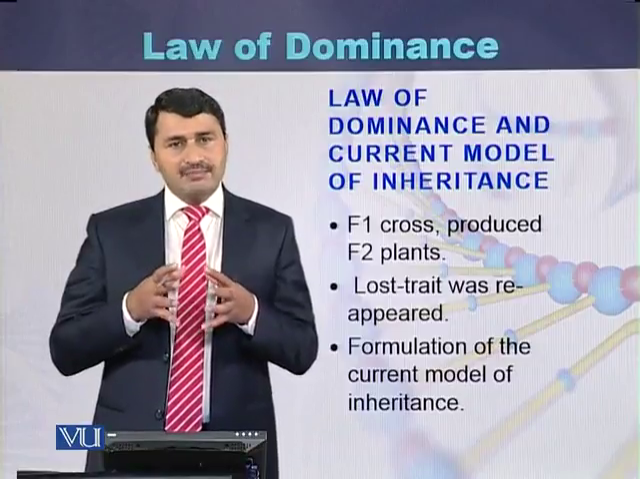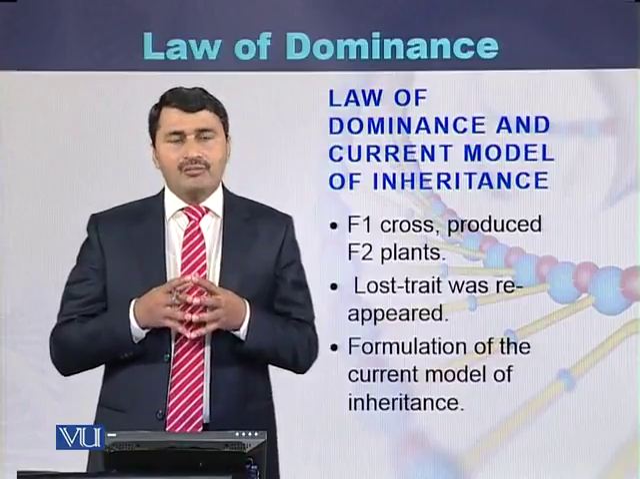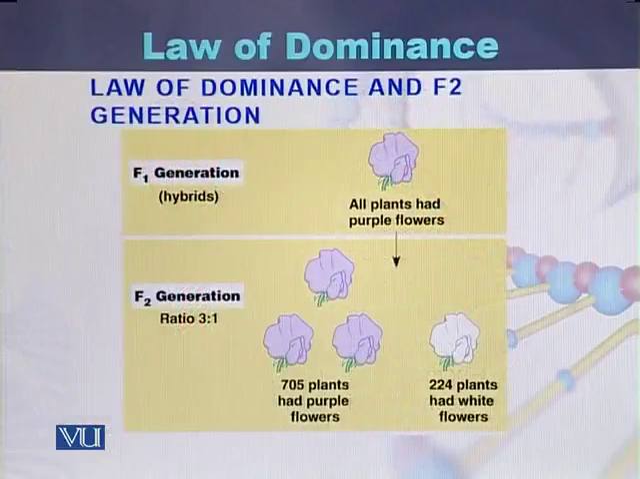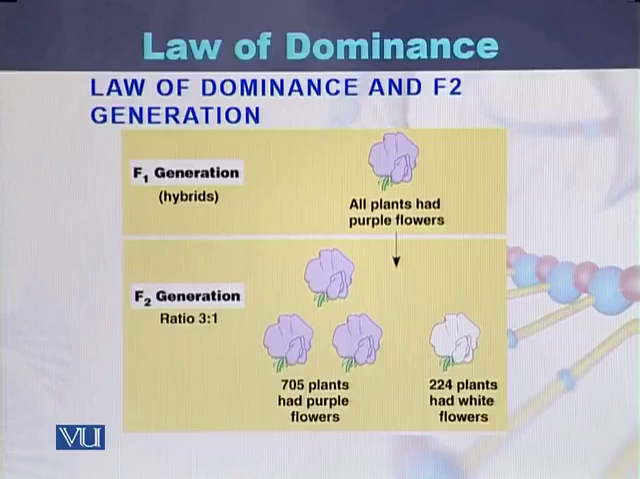So this was the basis of the current model of inheritance. When the plants produced as a result of the F1 generation were interbred, out of every 4 plants, 3 plants were producing purple color flowers, while one plant was producing white color flowers.